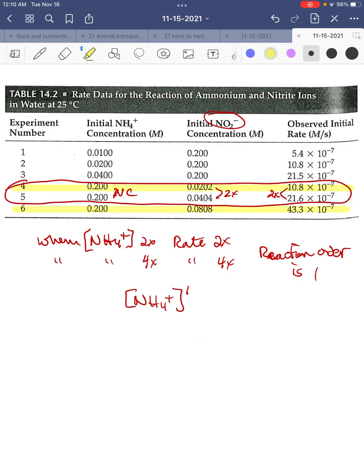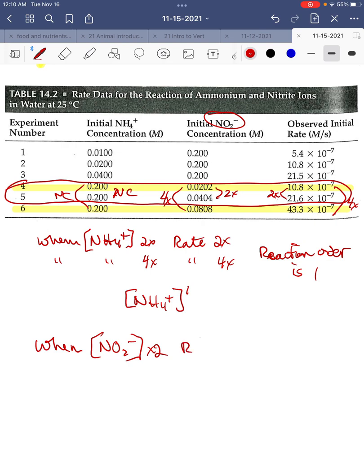If we look at 4 and 6, the concentration here is the same, and the concentration here is times 4. The rate changes by 4 times. So whatever's happening to the NO2 concentration, same thing is happening to the rate. So the reaction order, it's also first order.